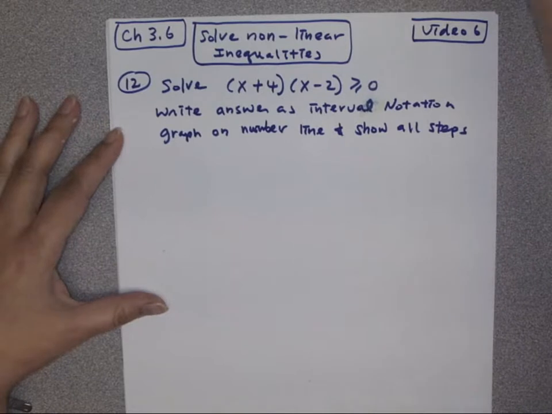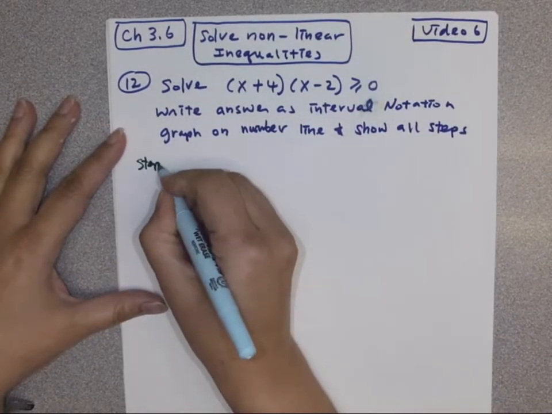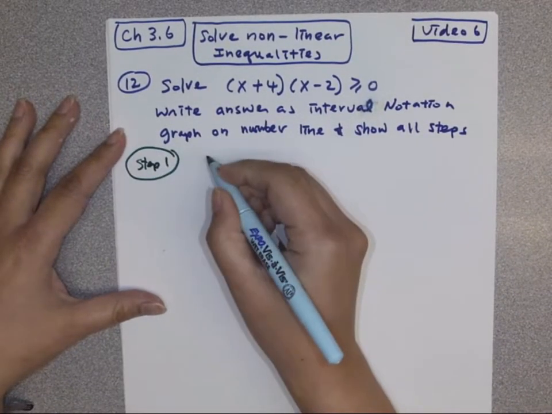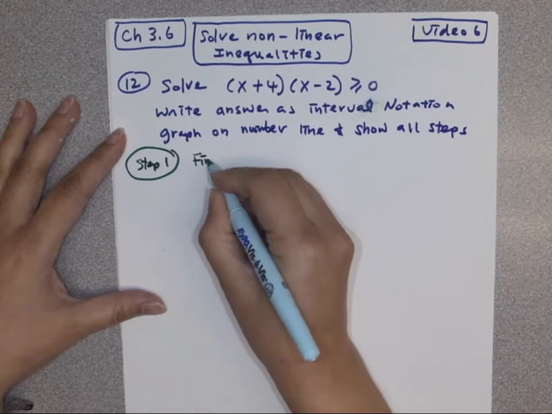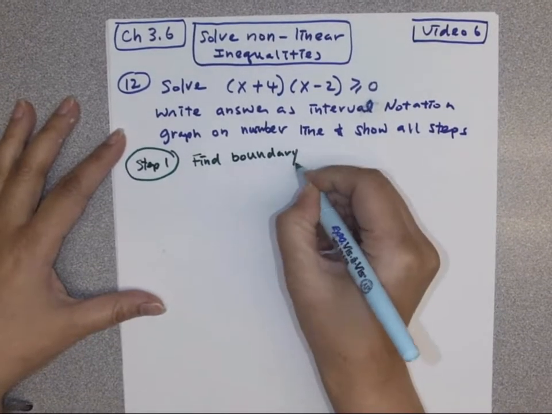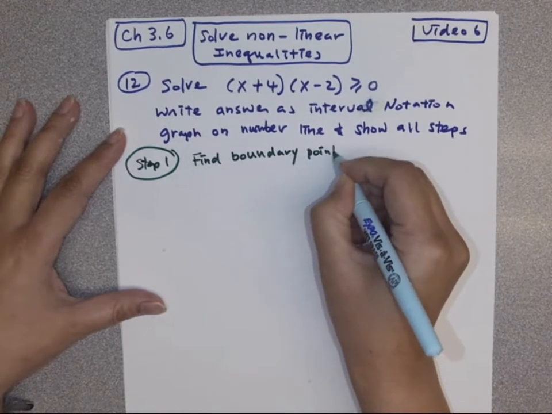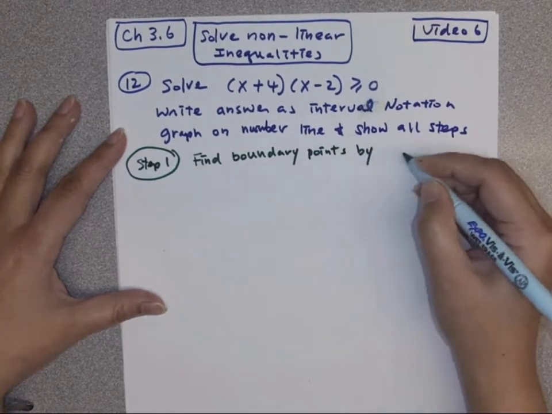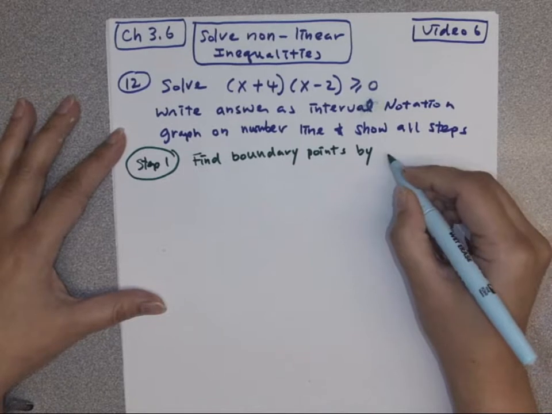The first step is we need to find boundary points by setting your function equal to 0.